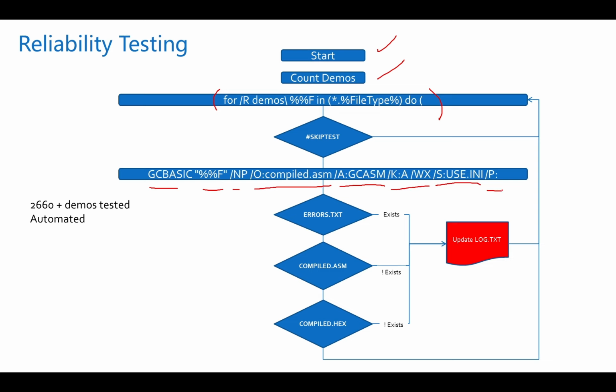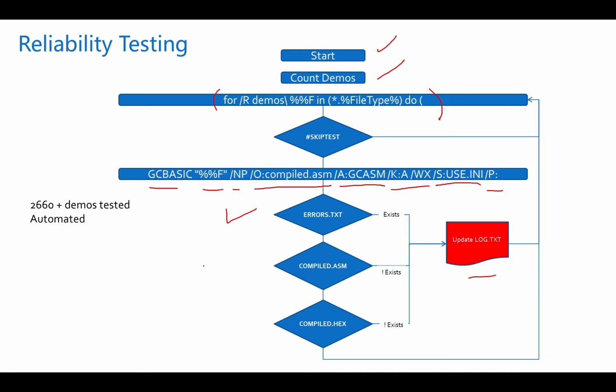So what it's going to do is compile that source and create a compile.asm. It's not going to try to program it, but it is going to use GCASM. And that means I can now test: if it comes through, does this exist? If it exists, then we know there's an error, and I update a log file.